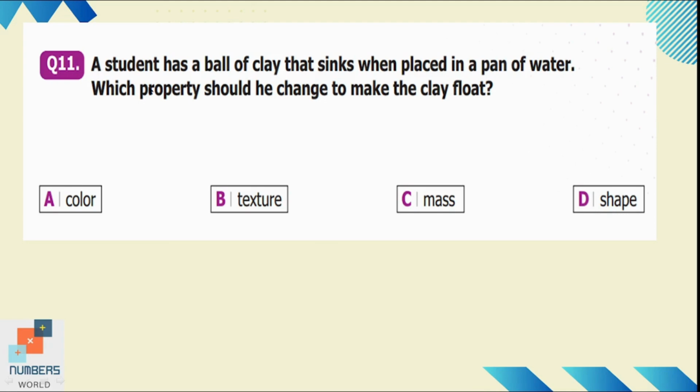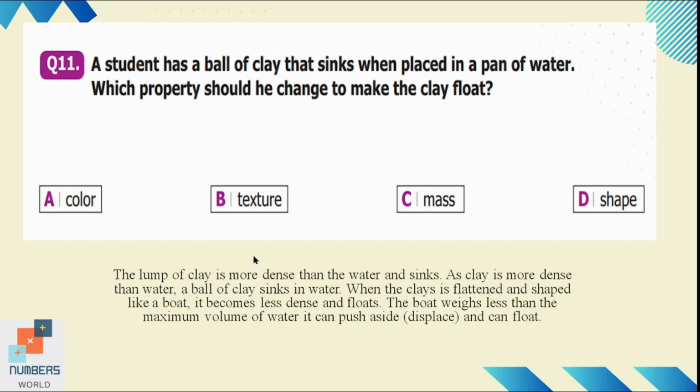Question number 11. A student has a ball of clay that sinks when placed in a pan of water. Which property should he change to make the clay float? Option A color, B texture, C mass, and D shape. So the lump of clay is more dense than the water and sinks. As clay is more dense than water, a ball of clay sinks in the water, but when the clay is flattened and shaped like a boat, it becomes less dense and floats on the surface of the water.